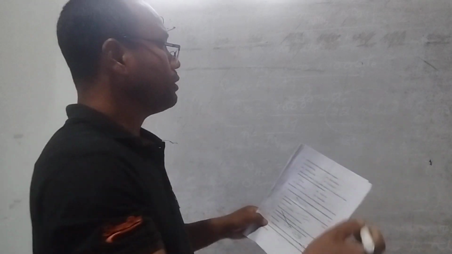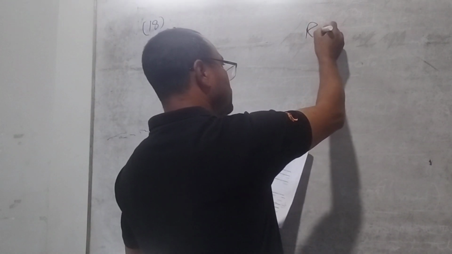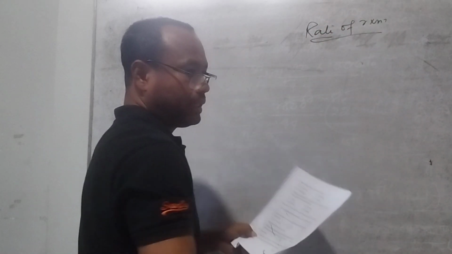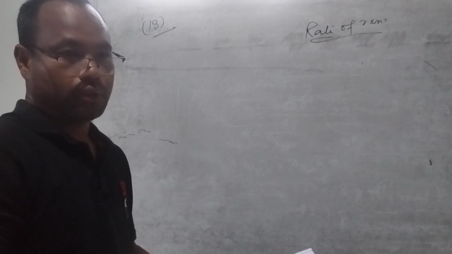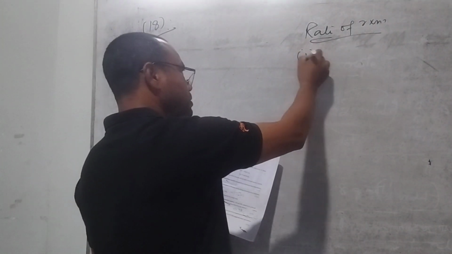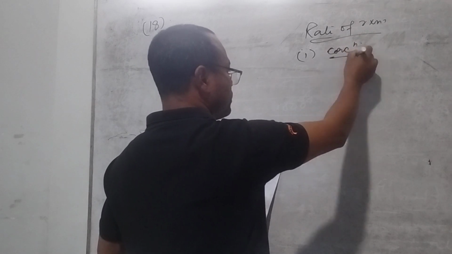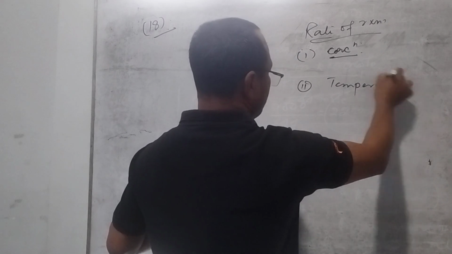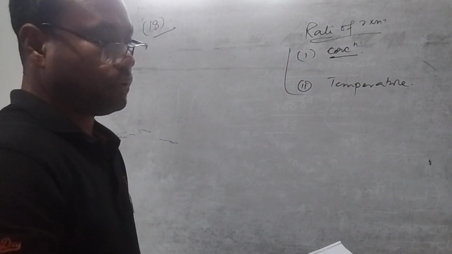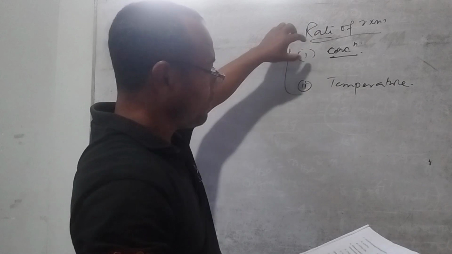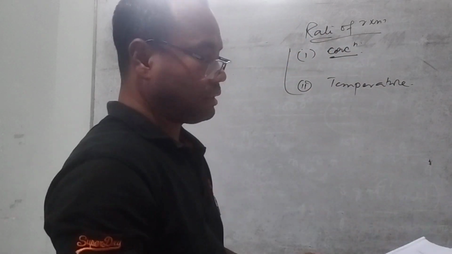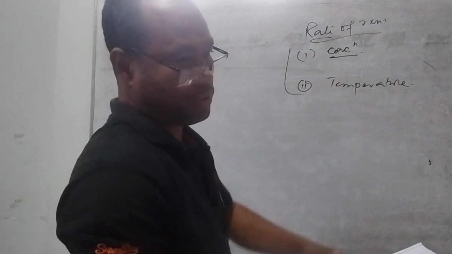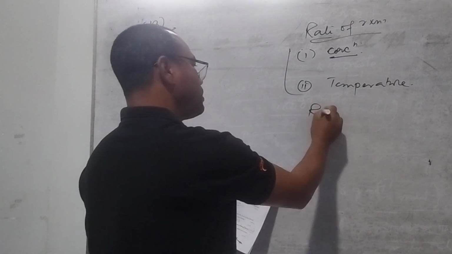So regarding the rate of the reaction, what are the important factors affecting the rate of the reaction? Let me write number 1, concentration. That's very important. Number 2, temperature. These two factors are very important here. So the rate of the reaction depends on the concentration of the reactant, and the rate of the reaction also depends on the temperature. But how is the rate constant?